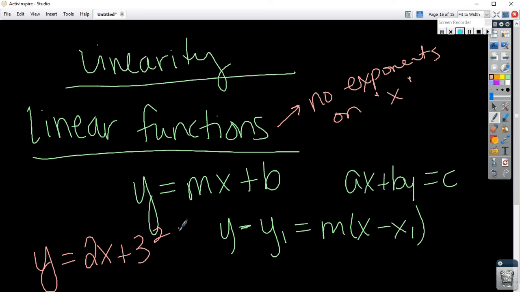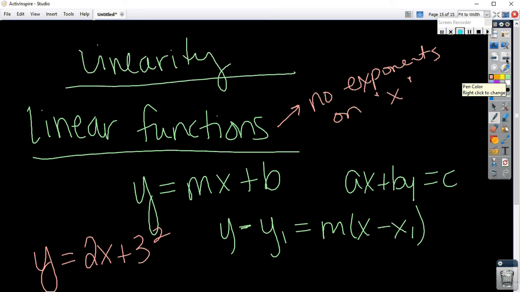If it's an exponent on y, it depends on what the exponent is, but it ends up being a type of radical function. You have to solve for y. We will get to those, like a square root or cube root or fourth root. All right, I want you to look at these and tell me yes or no.